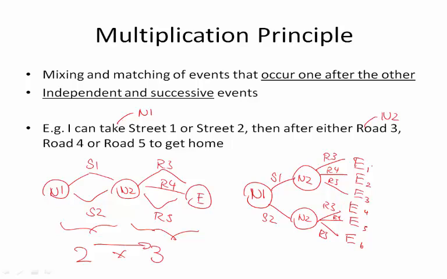Now, if you were to see this, then these would occur as mutually exclusive events, because choosing street 1 and then road 3 is mutually exclusive from choosing street 1 then road 4, which is mutually exclusive from choosing street 1 and road 5, and so on and so forth. Hence, the total number of ways is the summation of all these ways, which still yields a total of 6.